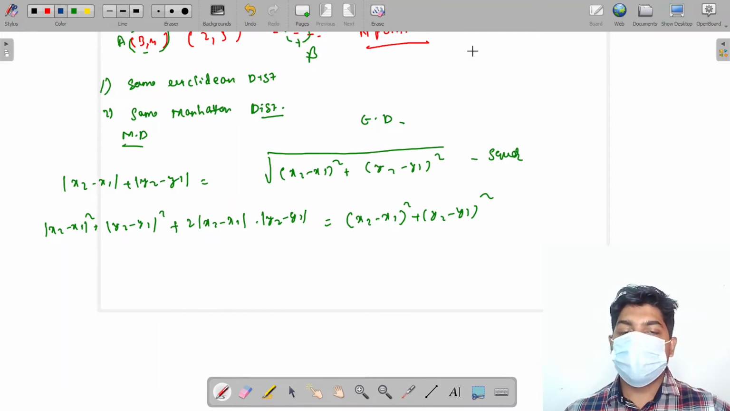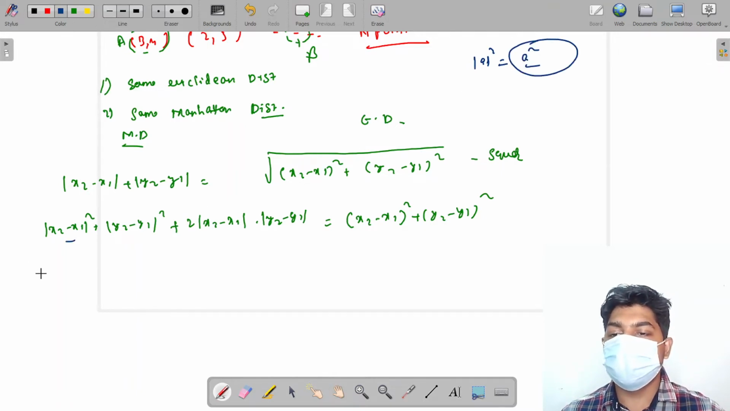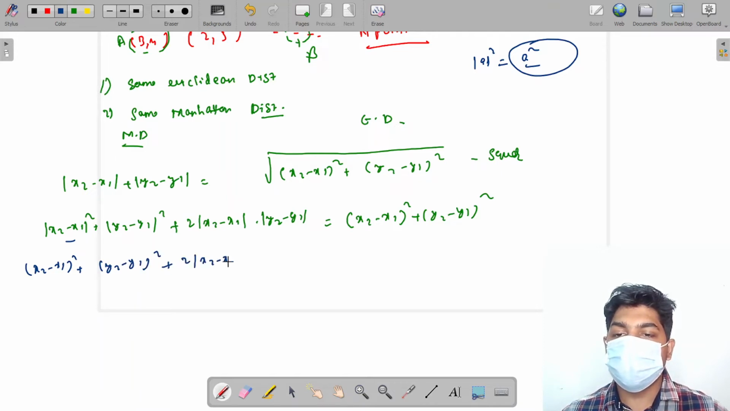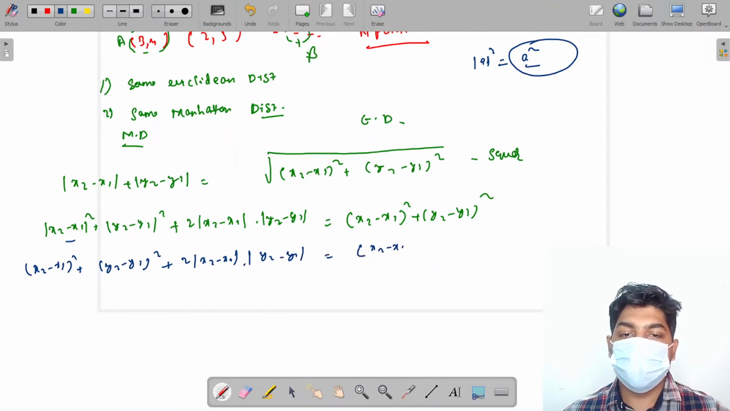Now we know one property of mod: if we square it, the mod of a squared is simply a squared. So we can write this as (x2 minus x1) squared plus (y2 minus y1) squared plus twice of |x2 minus x1| into |y2 minus y1| equals (x2 minus x1) squared plus (y2 minus y1) squared.